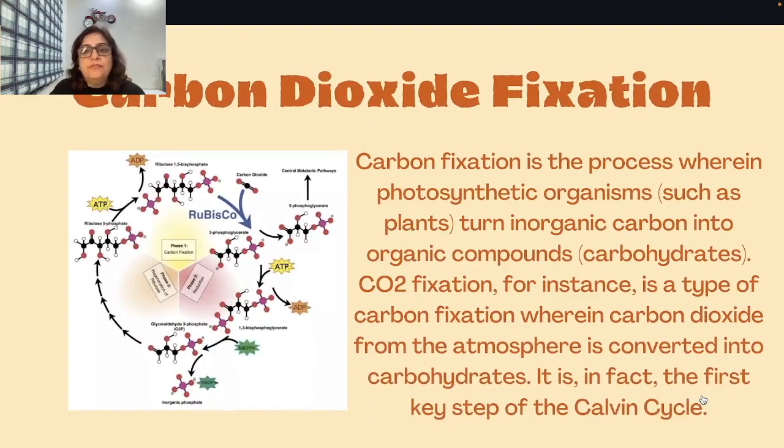It is the process wherein photosynthetic organisms like plants turn inorganic carbon, carbon dioxide, into organic compounds. Carbon dioxide fixation, wherein carbon dioxide from the atmosphere is converted into carbohydrates, is in fact the first key step of the Calvin cycle. You can see in the figure, rubisco is the major enzyme, ribulose bisphosphate carboxylase and oxygenase, meaning it can take both oxygen and carbon dioxide. If the concentration of carbon dioxide is more, it will take carbon dioxide and form 3 PGA.